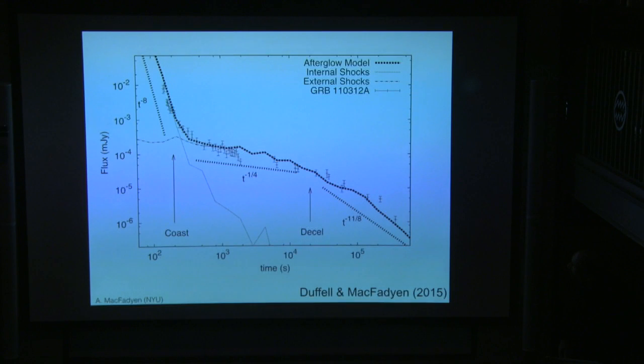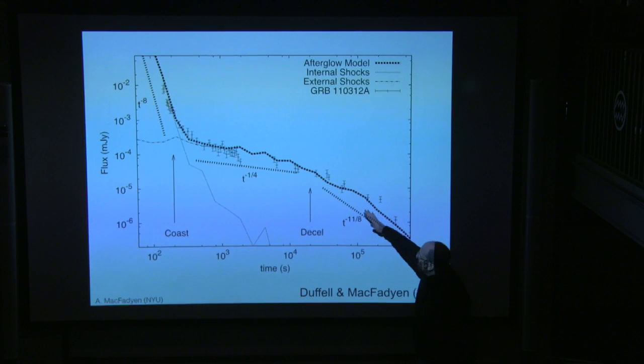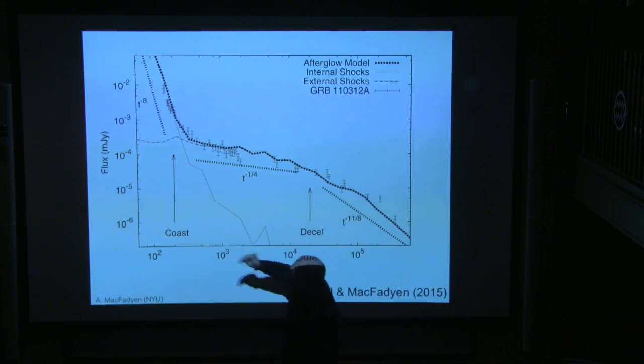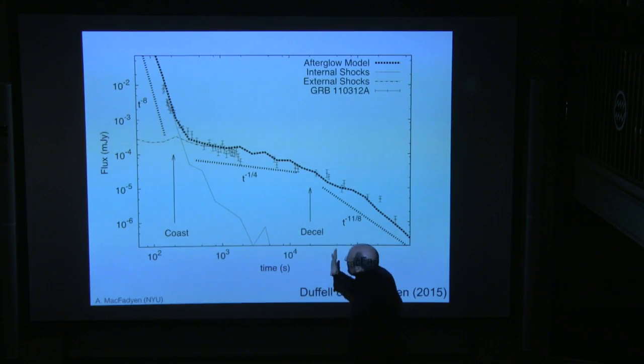So this is the early light curve, and plotted underneath it is Swift gamma ray burst 110312A. These are the data points. And so what happened is at late stages, we got this kind of Blanford-McKee evolution. But at earlier phases, we got a plateau, and before that, we got a steeply declining spike. Where did this come from?